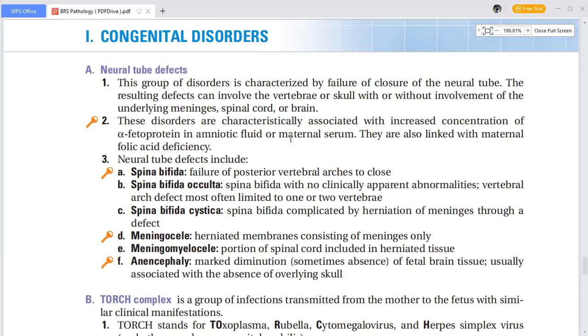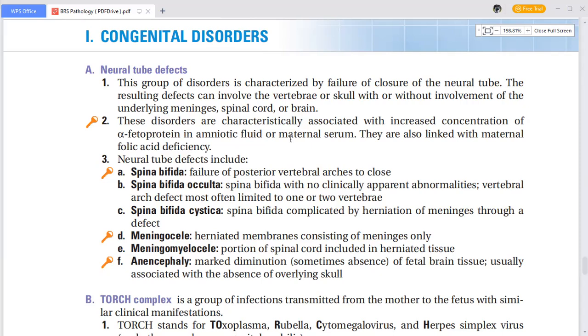Spina bifida cystica is spina bifida complicated by herniation of meninges through a defect. So now you have that spina bifida, and now you have the meninges. We know the meninges herniate through the same uncrossed area. We know that there is that uncrossed area because those posterior vertebral arches didn't cross. So in the opening that remained, the meninges herniate through there. That is called spina bifida cystica. It's more like a cyst.